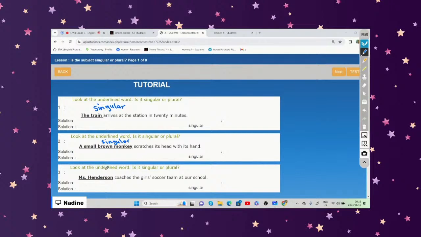And Miss Henderson. Miss Henderson coaches the girls' soccer team at school. And Miss Henderson also refers to one specific person. And yes, thank you. All are singular. Well done. So all of them are singular, referring to only one person doing something.